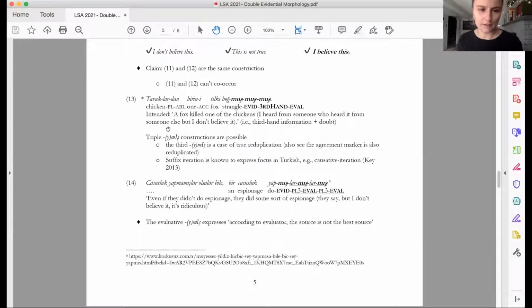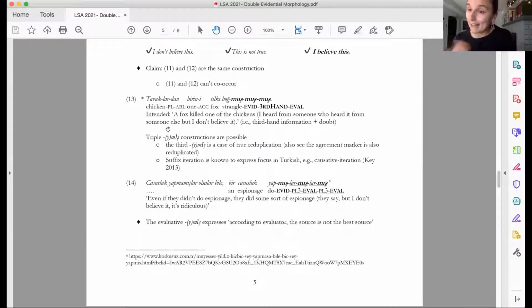This is attempted in 13, which you can see would be something like a triple mesh construction. "Tavuklardan birini teki boğmuş muş muş." So this is ungrammatical. And this is not the reason why this is not possible is not because the triple mesh construction is somehow disallowed for some morphosyntactic reason.